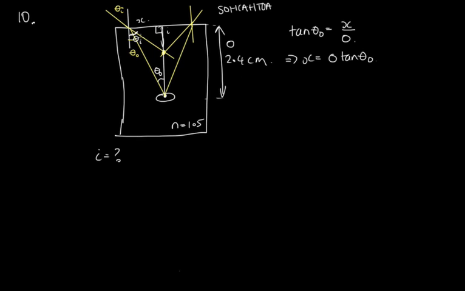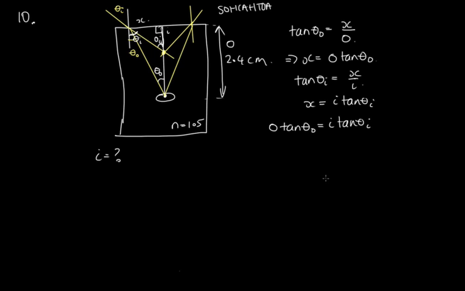And now let's do this other triangle here with I. This angle here is theta I, so this is 90 minus theta I, and this angle here is theta I. And so we've got tan theta I is equal to x on I, and so x is equal to I tan theta I. But both these things are equal to x, so they must be equal to each other. So O tan theta O is equal to I tan theta I.